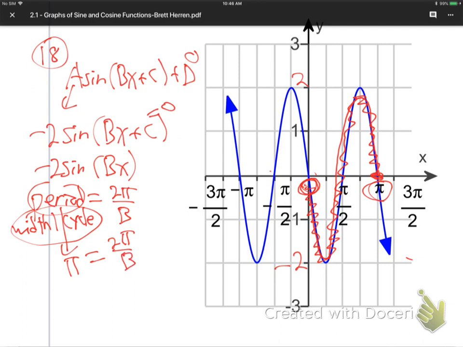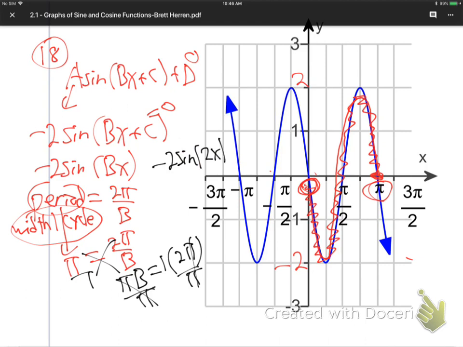And pi, the period, is equal to 2 pi over b. Solve for b. How do you solve that for b? Put this over 1, diagonal, diagonal. Pi times b, remember cross multiply, is 2 pi. You guys okay there? Whenever you have a whole number interacting with the fraction, put it over 1, diagonal, diagonal. So pi times b is 1 times 2 pi. Solve for b. Divide by pi. b is 1 times 2, so b is 2. So our equation is -2 sine 2x, because the b is 2. There it is. That's the equation that produces that graph.